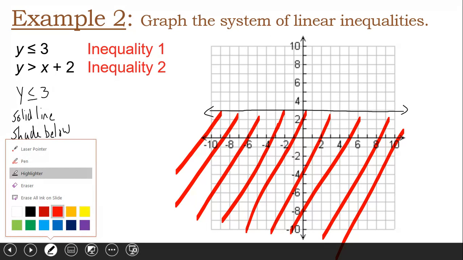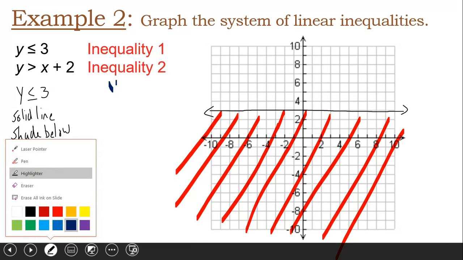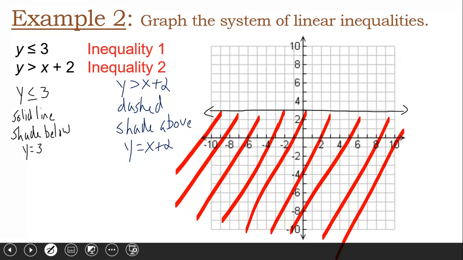Now for my second line, which I'm going to graph in blue, I have y is greater than x plus 2. So I know that this is going to be a dashed line. I know I'm going to shade above the line. And I know I'm really graphing the line y equals x plus 2.